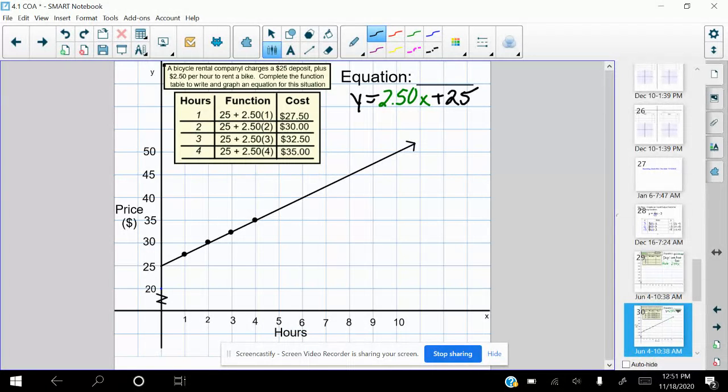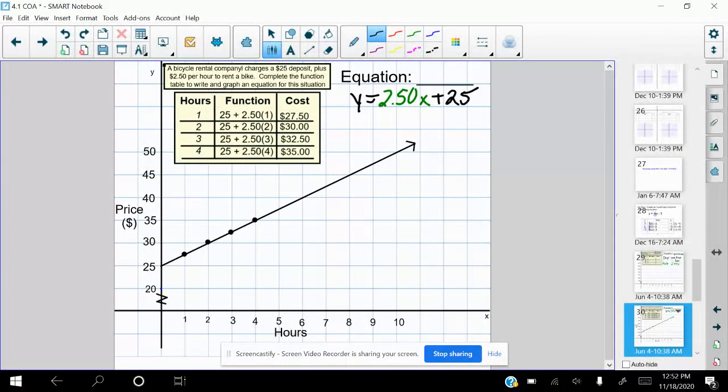So for 1 hour, it's going to cost $27.50. For 2 hours, it's going to cost $30. For 3 hours, it costs $32.50, and for 4 hours, it costs $35. And we can create a line that's going to show this relationship. So as you can tell, a line was created on this graph. And we can use this to determine how much it's going to be at any given hour.